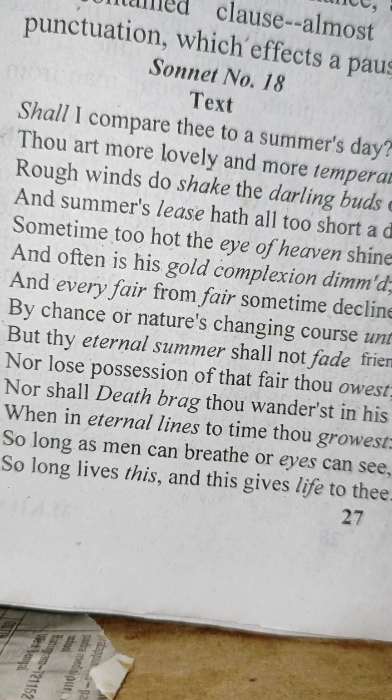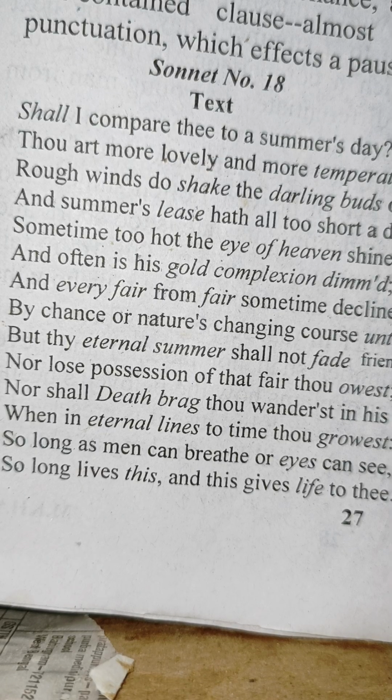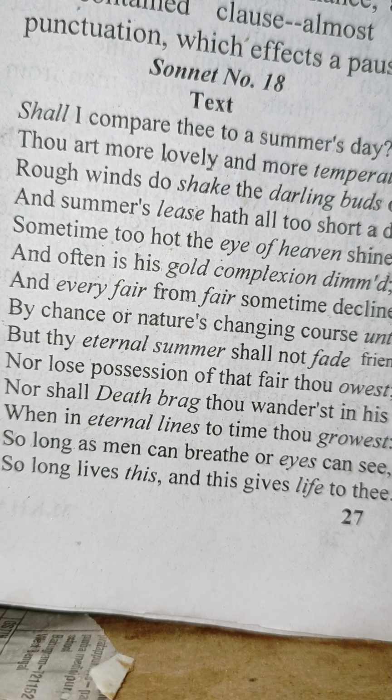And summer's lease hath all too short a date. Summer's lease refers to summer's period. Summer's period is short-lived, is transient, not lasting for more than two or three months.